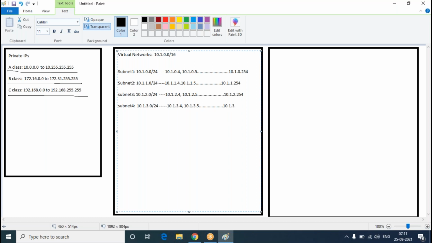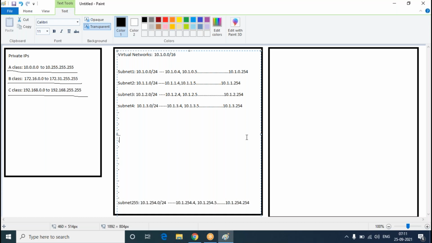10.1.3.5, 3.254. So these subnets can grow up to 255 subnets. Subnet 255 will be 10.1.254.0/24. Okay. 10.1.254.4, 10.1.254.5. This can grow up to 10.1.254.254 at the end. Right.